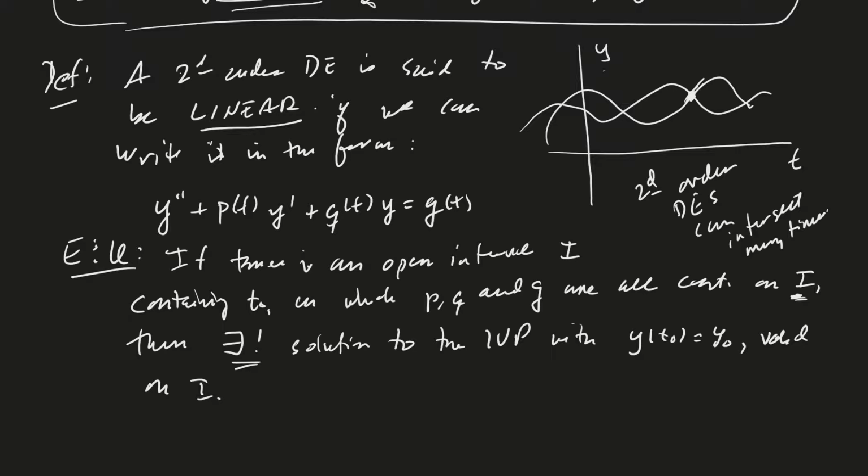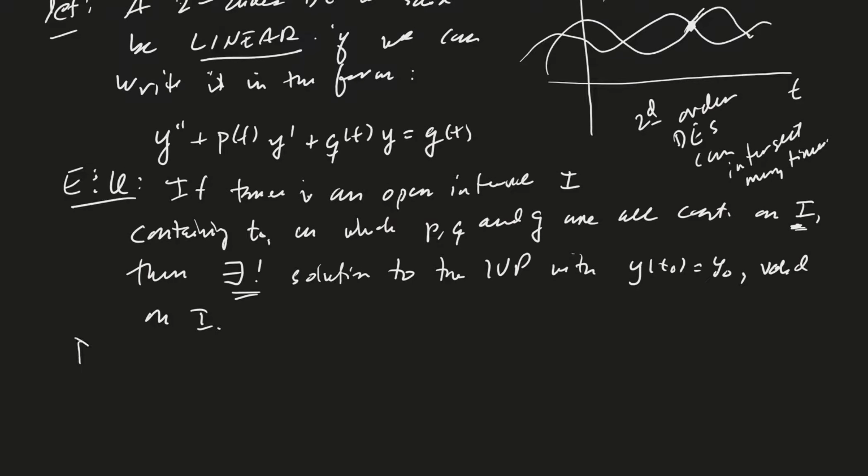All right. So I want to make a few more restrictions before we start looking at solutions. Definition. If y double prime plus p of t times y prime plus q of t times y equals 0, the linear equation is said to be homogeneous.